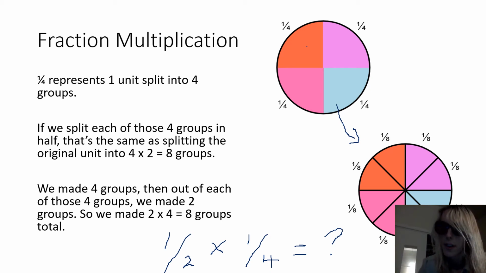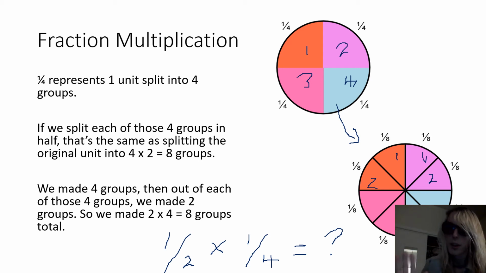Here's 1 unit split into 4 pieces, and now each of those 4 pieces, when we multiply by a half, are being split into 2 pieces. Each of those quarters is being split into 2 pieces. So what's the point? When you multiply by a quarter and then by a half, that's the same as splitting into 8 pieces, because you're splitting into 4, and then each of those 4 you're splitting into 2. So how many split groups are you making in total? 4 times 2, which is equal to 8.